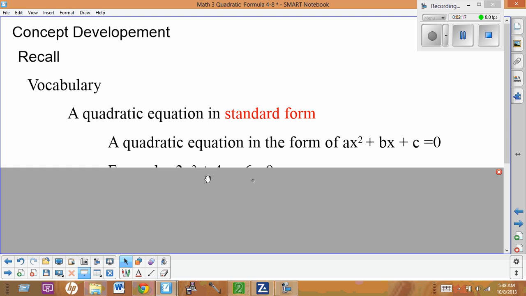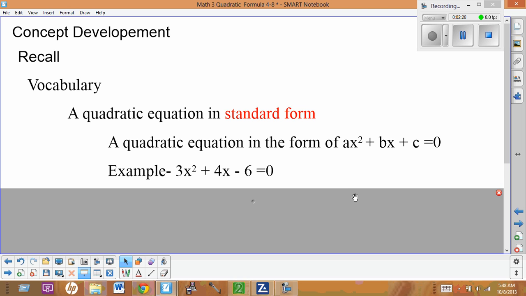And standard form is usually the way we're used to seeing them. A lot of times when we say solve, set it equal to 0, we're actually saying let's put it in standard form. Okay, so an example could look like this: 3x squared plus 4x minus 6 equals 0. Again, standard form.